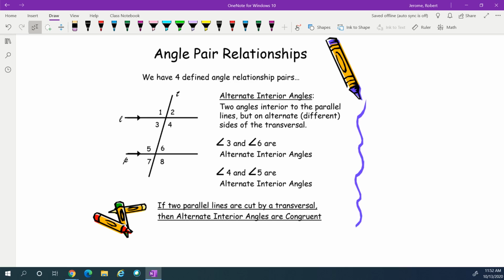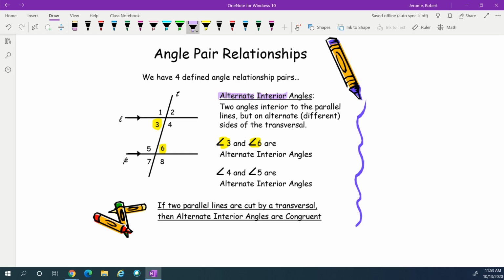In this picture, let's look at angles 3 and 6. Angle 3 and angle 6. They are on different sides of the transversal. We call that alternate. But they are inside the parallel lines, so we call that interior. So these are called alternate interior angles. The name alternate interior angles is based on where they are in the picture. Different sides of the transversal between the parallel lines.